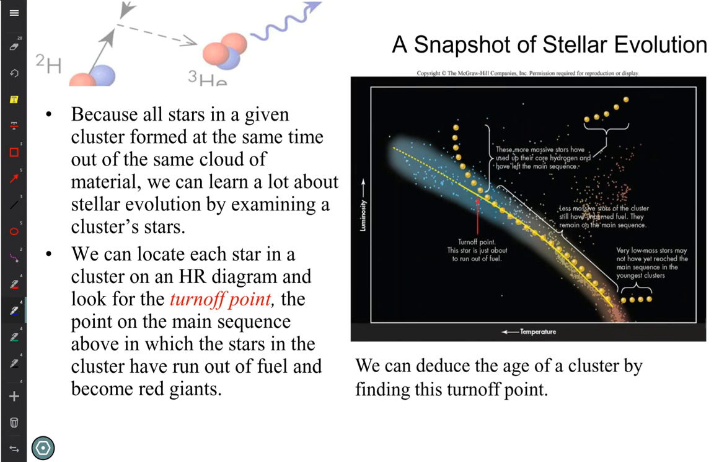What's the usefulness of these? The usefulness is when you find a cluster of stars, that cluster of stars all formed from the same cloud at the same time. If they all formed from the same cloud at the same time, how do we know they formed from the same cloud at the same time?